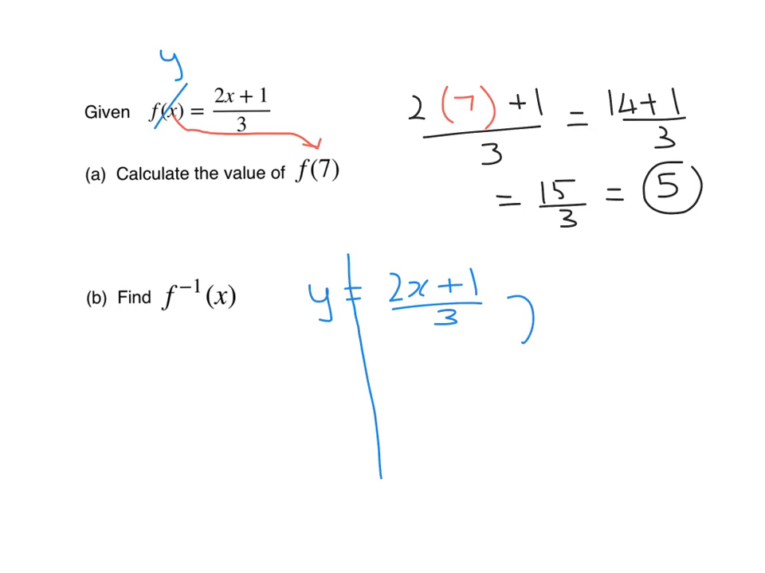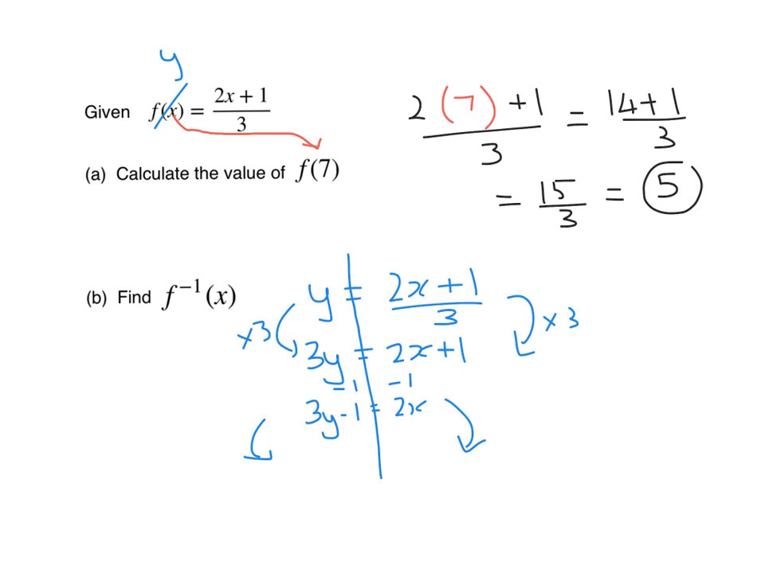So I'm going to times by 3 first. So that's 3y is equal to 2x plus 1. I'm going to take away the 1. So 3y take away 1 is equal to 2x. And then the final step, because I want x on its own, is to divide by 2. So (3y take away 1) divided by 2.